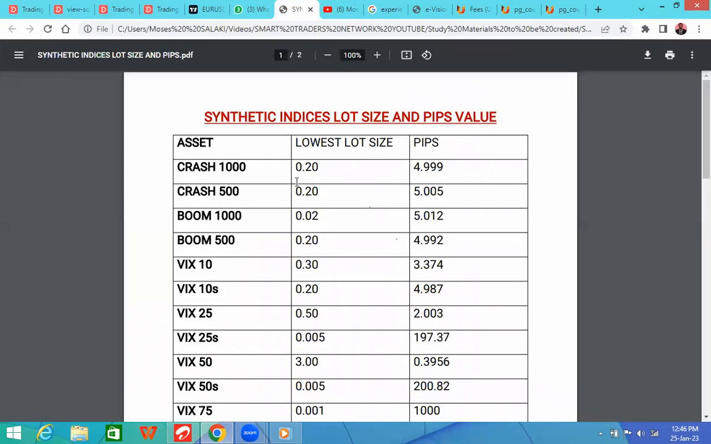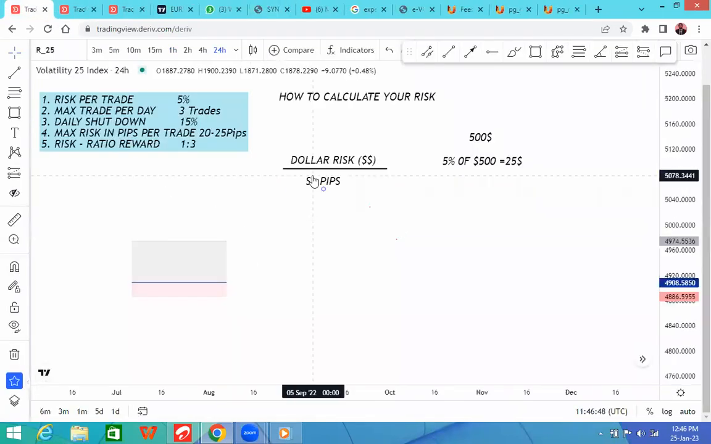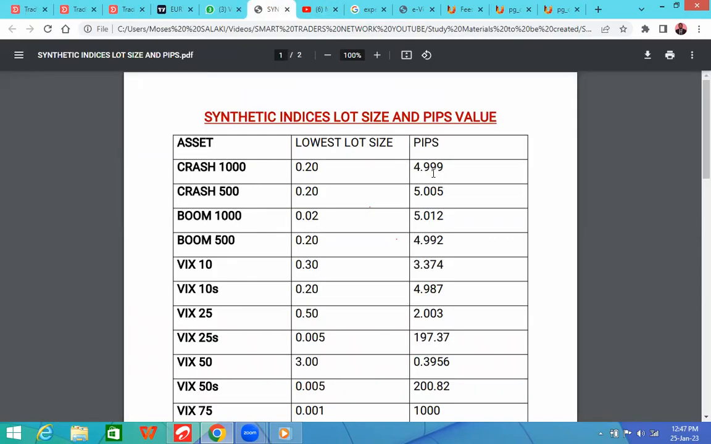And I've seen from this chart that the lowest lot size is 0.20 and the pips is 4.999. So what is the formula? Dollar risk per stop loss pips. So what's my dollar risk? I want to risk $25. So I'll say $25 divided by stop loss pips. What is the stop loss pips for Crash 1000?